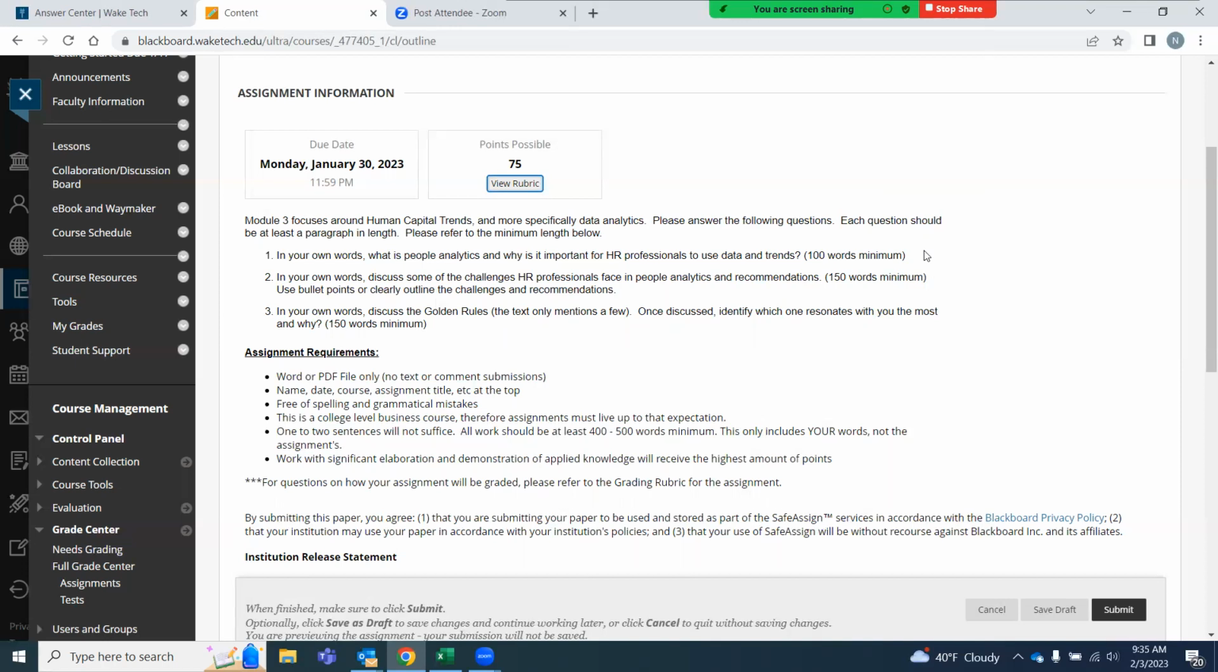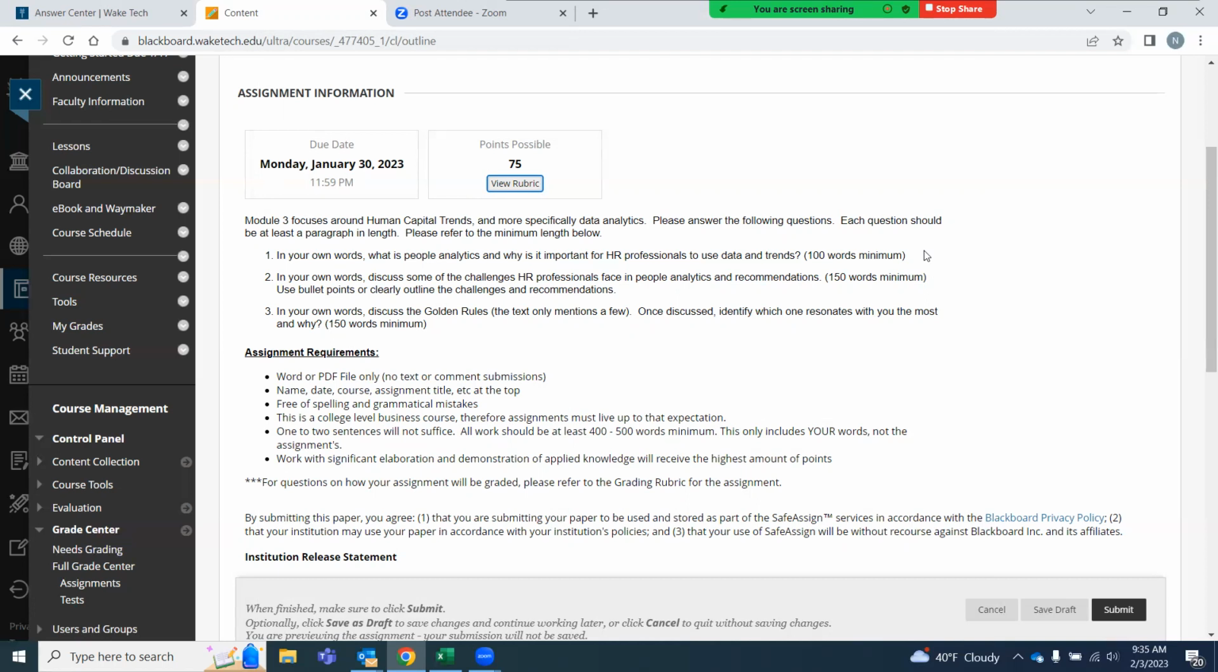So if you just copied and pasted from the textbook and left it at that, well, that's not your own words, and points will be deducted for that. So tell me what you think the challenges are in your own words. So if they're not listed in the textbook, that's okay. What do you think the challenges might be, and what would you do to recommend overcoming some of those challenges?